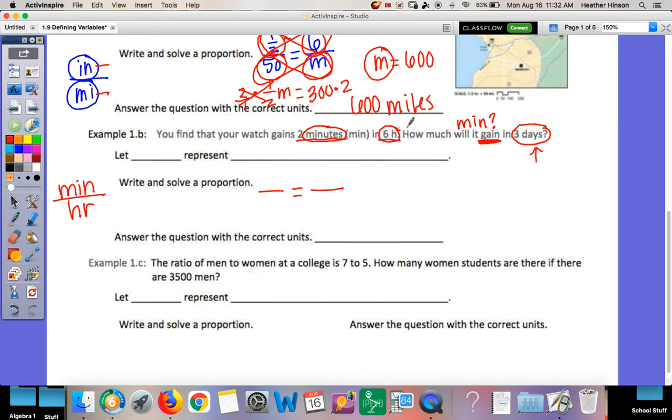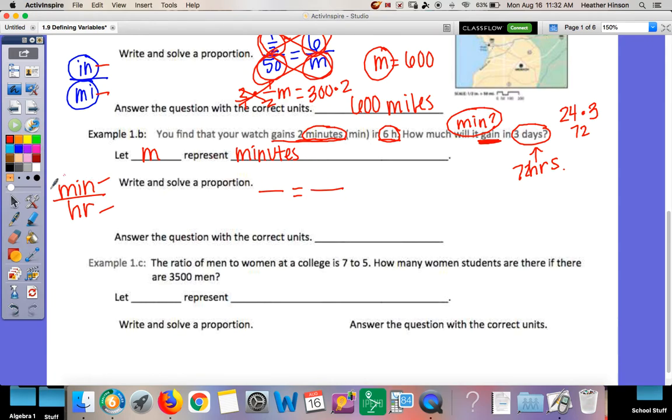And then our days, we need to convert to hours. Just keep it consistent. You're gaining minutes in a certain amount of hours. So we're gaining minutes in, this needs to be hours. There are 24 hours in a day, and we're looking at 3 days. That gives us 72 hours. You cannot work with 3 different units of time. It has to be just 2 units, a top and a bottom. You can't have 3 different things. So we want to know how much it'll gain in minutes. So that's what we're looking for.